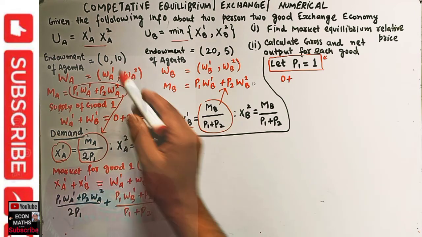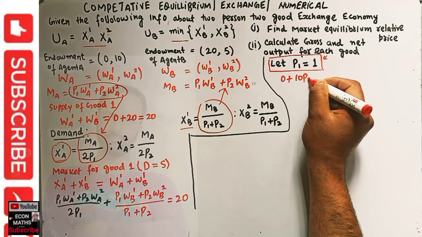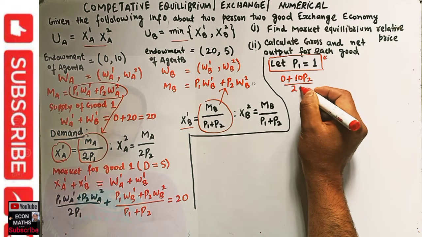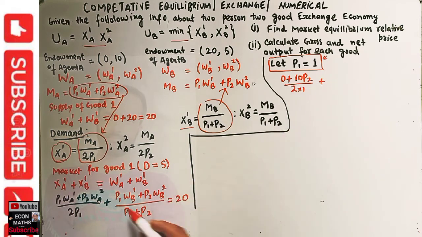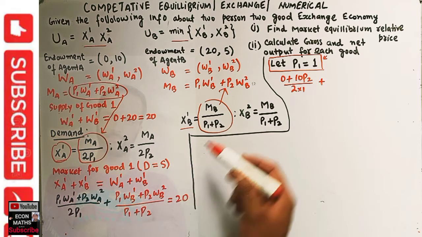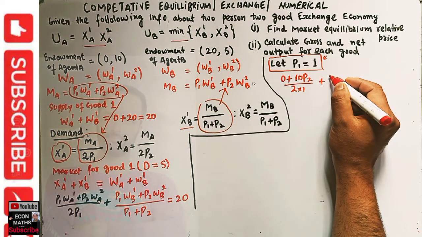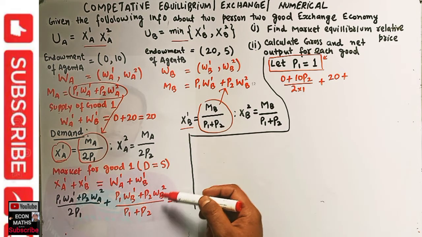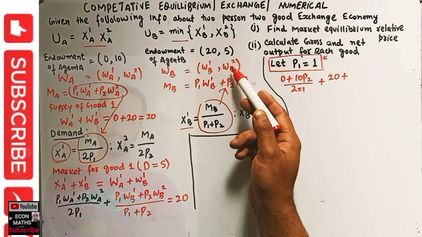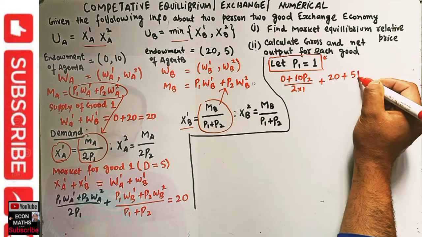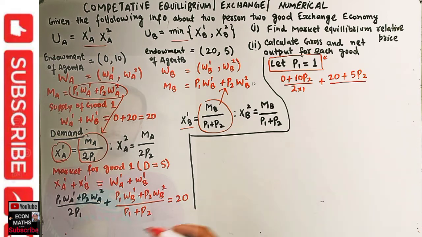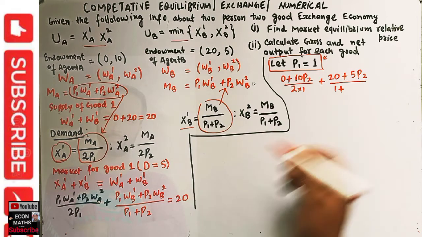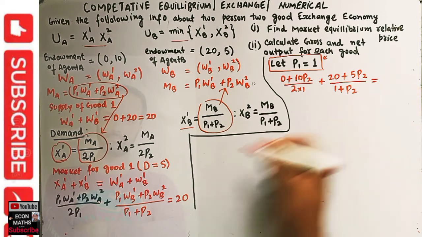wA2. wA2 is 10, so I can write 10 p2, upon twice p1, so 2 into 1, plus p1 wB1. p1 is 1. What is wB1? wB1 is 20, so I can write 20 plus p2 wB2. What is wB2? wB2 is 5, so I can write 5 p2, divided by p1 plus p2. p1 we have assumed equal to 1, plus p2, should be equal to 20.